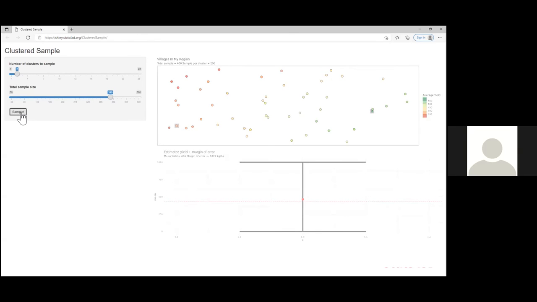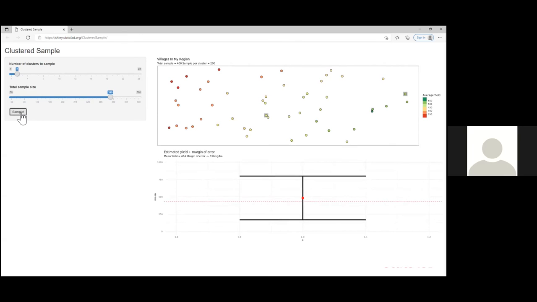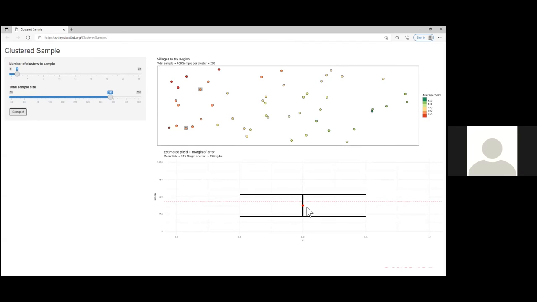But if I do it again, that's not too bad, but some of these will end up being quite a long way away from the correct answer. Just by chance, we might end up with 2 very high or 2 very low. It's not really playing nicely. There we go. This time we've got something which is much lower than the real estimate. We're over 100 kilograms per hectare lower in terms of our average, just because we happened to select 2 lower yielding villages.